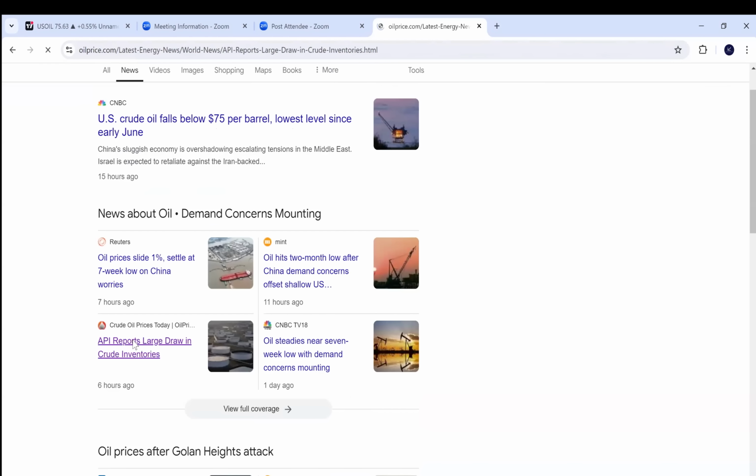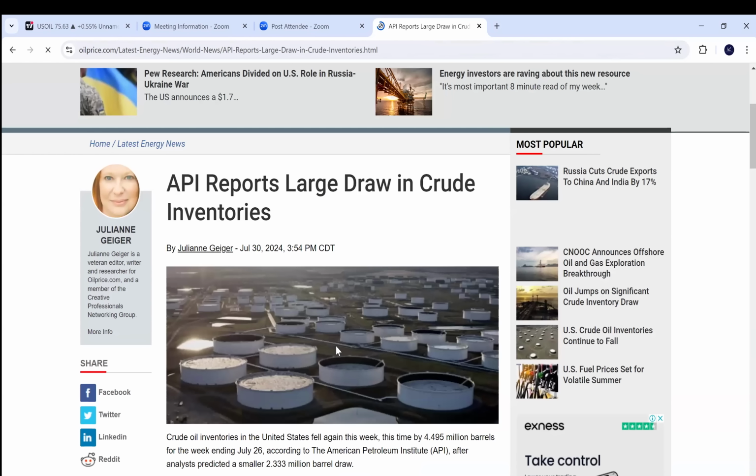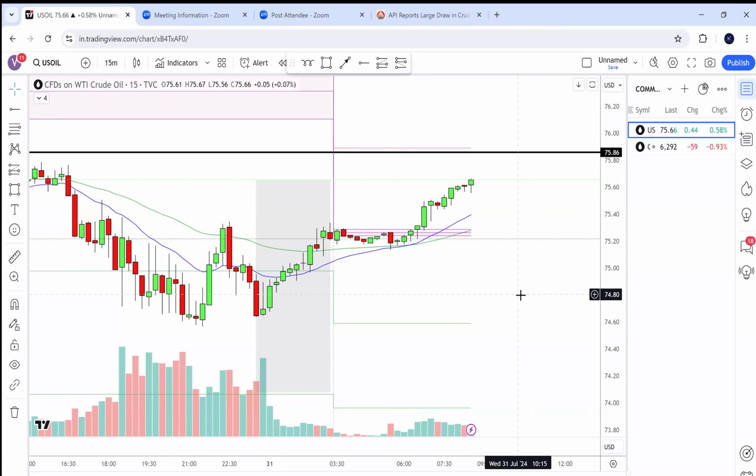API reports large draw in crude inventories. So that means whenever inventory comes down, normally crude oil goes up. When inventory comes higher, crude oil price comes down. It moves based on supply and demand most of the time. Okay, so that is why along with the technical, the fundamental is also important when you're trading crude oil.